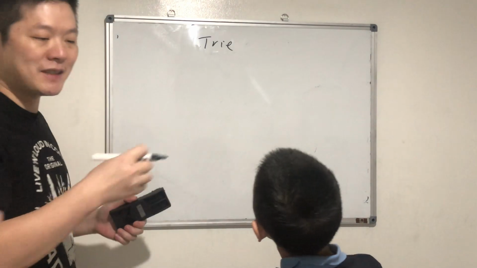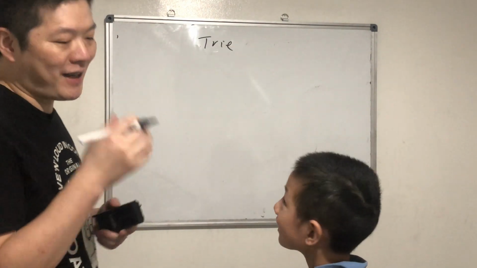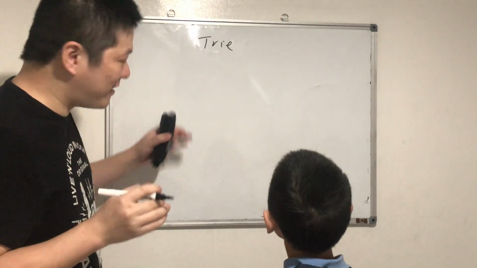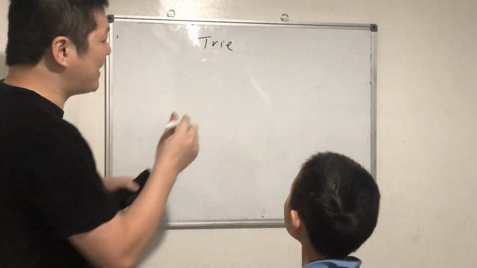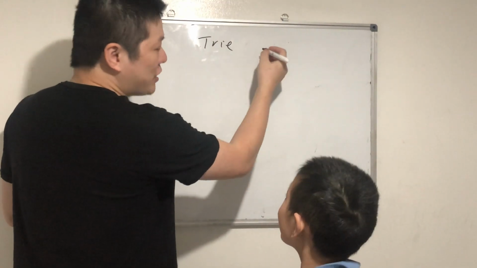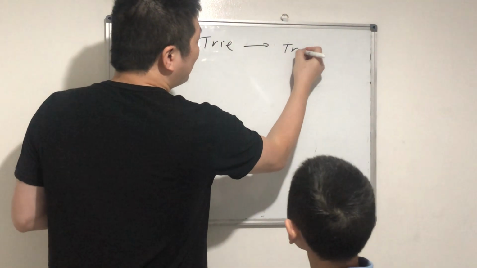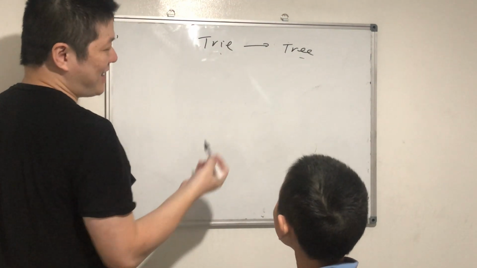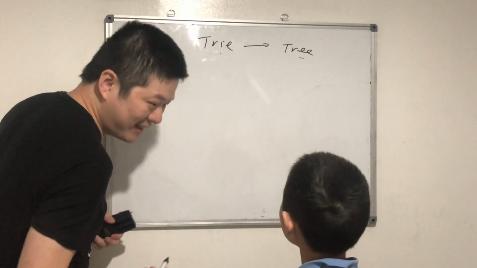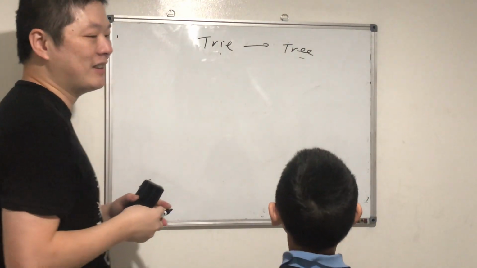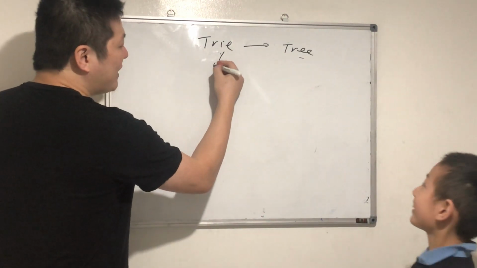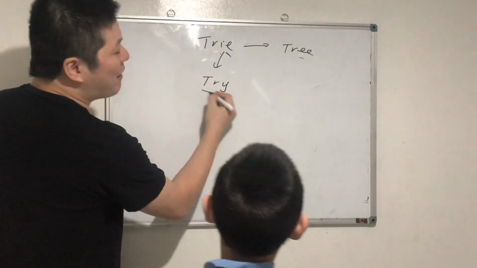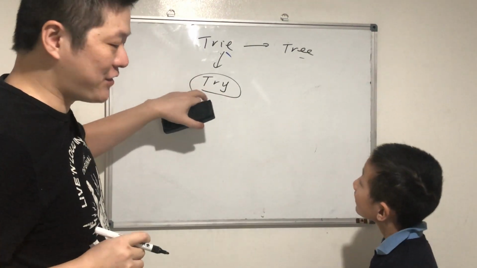T-R-I-E. Actually, it's pronounced as try, not tree. Try, okay, in computer. Because look, why is it try? In English, it may be pronounced as tree, but it has to be distinguished. In American, how do you pronounce this? Tree. And how do you pronounce this? Try. Yes, you want to make a difference between these two, right? That's in American. So try, T-R-Y, the same pronunciation of try, okay?